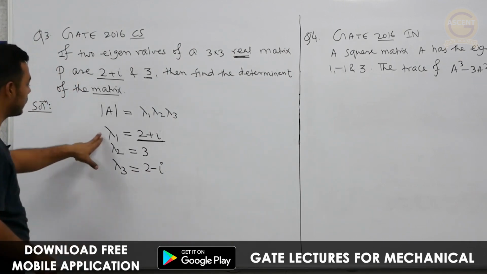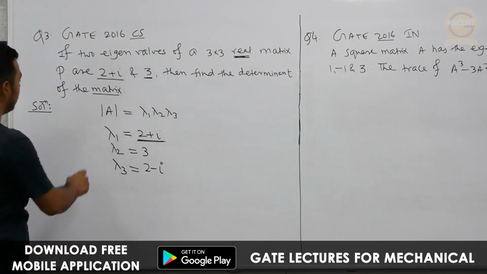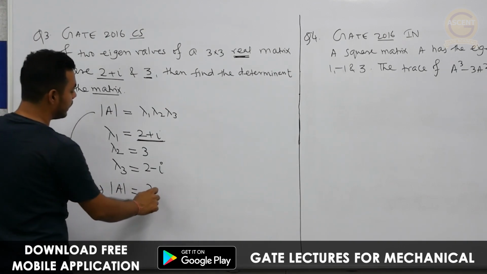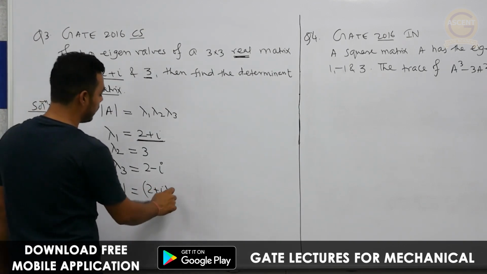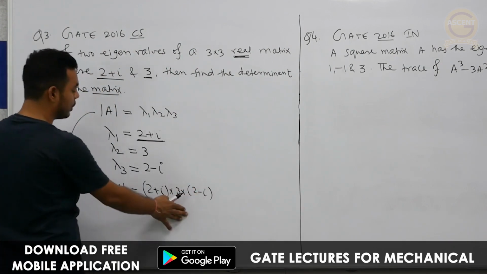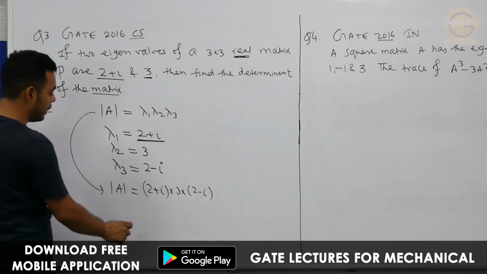And once you know all the three eigenvalues, then you can easily calculate the determinant. The determinant of this matrix will be lambda 1 is 2 plus iota, lambda 2 is 3, lambda 3 is 2 minus iota, and the product of these three eigenvalues will give you the determinant.